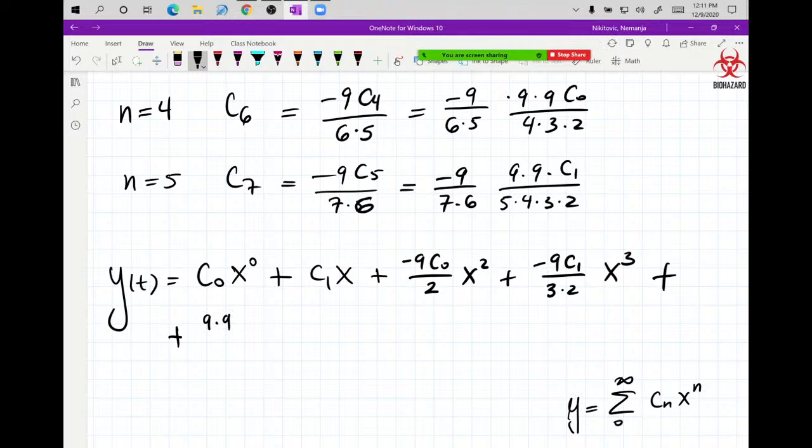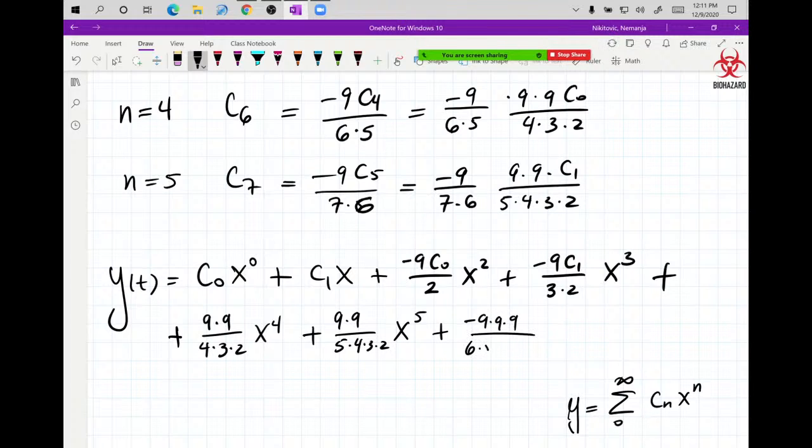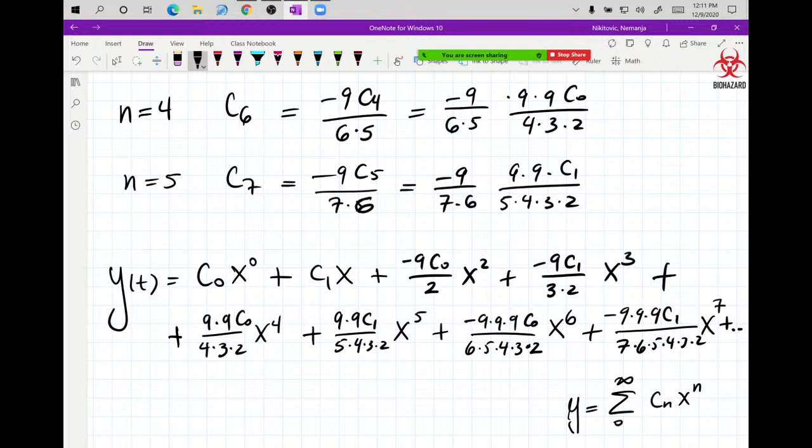now we have 9 times 9 over 4 times 3 times 2 x to the 4 plus 9 times 9 over 5 times 4 times 3 times 2 x to the 5 plus negative 9 times 9 times 9 divided by 6 times 5 times 4 times 3 times 2 x to the 6 plus negative 9 times 9 times 9, I forgot my C0s, C0, C1, C0, C1, there we go, and then 7 times 6 times 5 times 4 times 3 times 2, x to the 7 plus 3 dots because it goes forever that way.